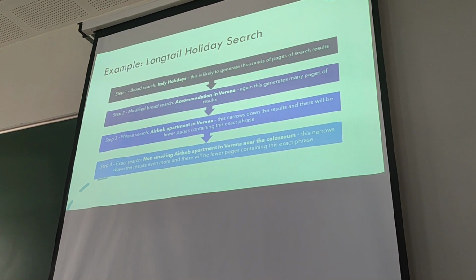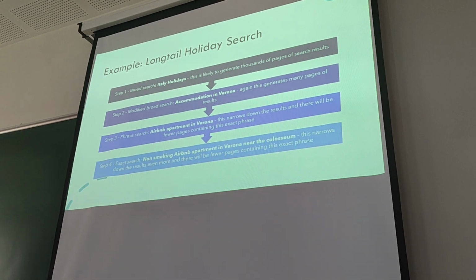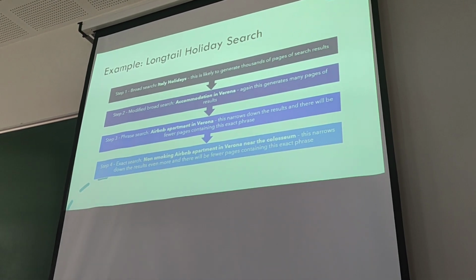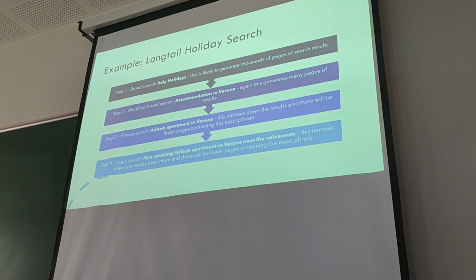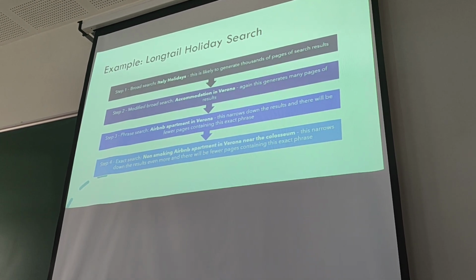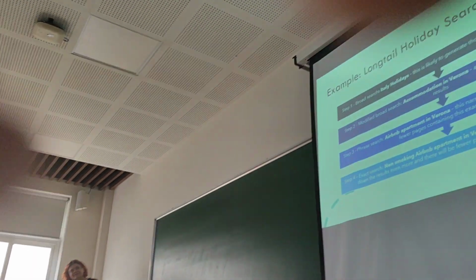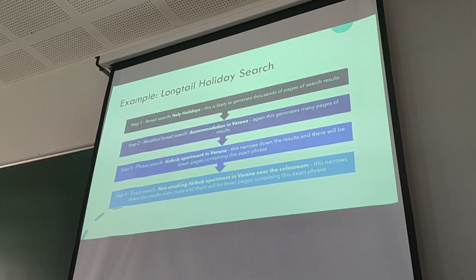I'll just go to the example that's here rather than trying to make up a new one. So this is an example of a search for a holiday. If you're searching for a holiday in Italy, if you search for Italy holidays, it's going to come back with thousands and thousands of results. And the first ones might not be that relevant because you really need to nail it down more. So then what someone might decide to search for is, no, I don't just want a holiday in Italy. Actually, what I'm looking for is some accommodation in Verona.